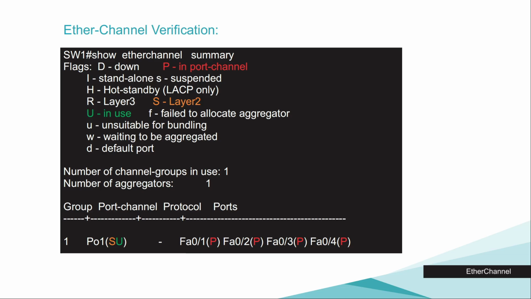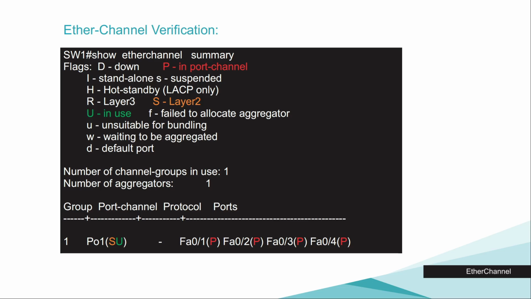The total number of channel groups in use is 1, number of aggregators is 1, and after that we have group 1, port channel 1. S here means that this is a Layer 2 EtherChannel. Capital U here refers to in use.